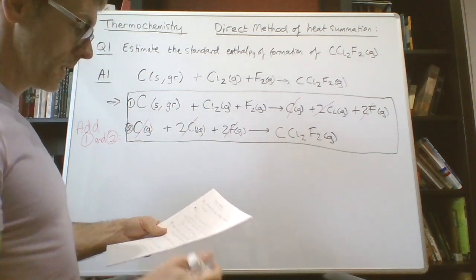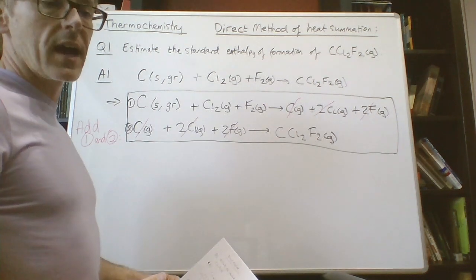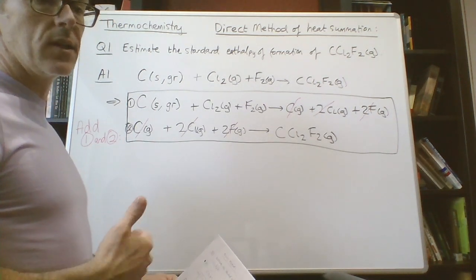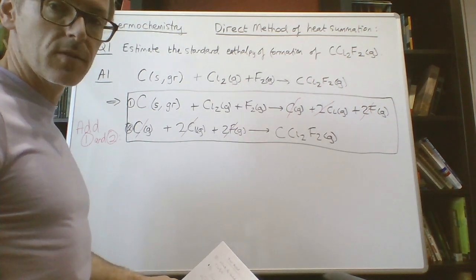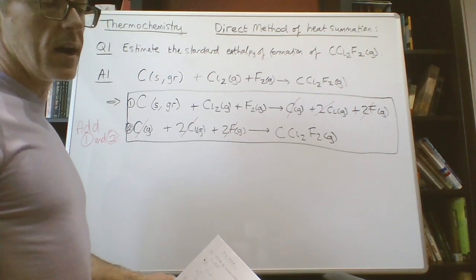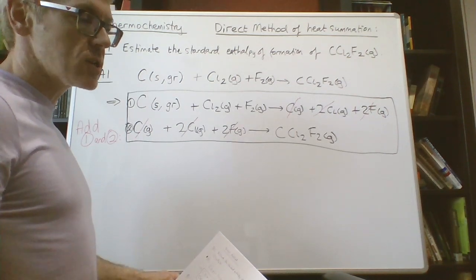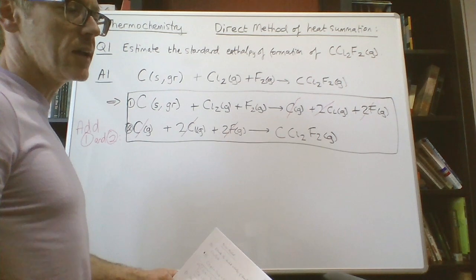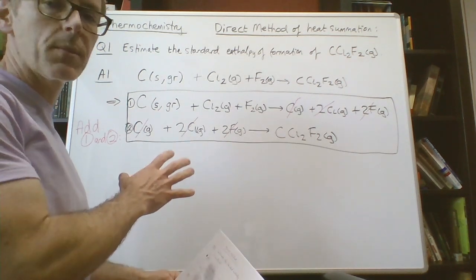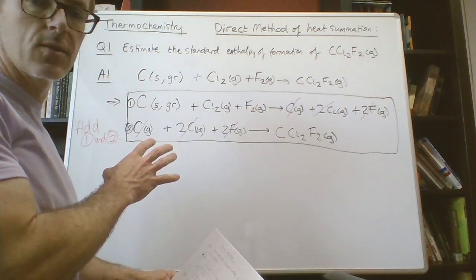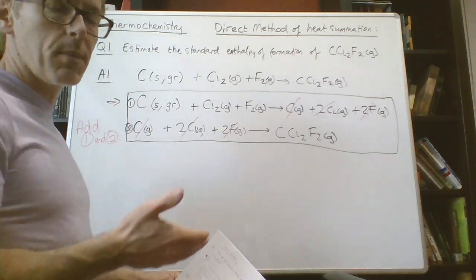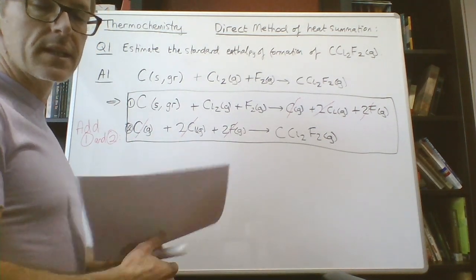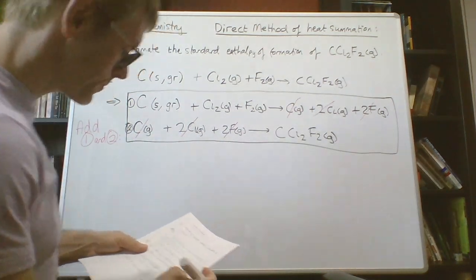Okay. Now you would have access to a table in your textbook or in an assessment of atomization enthalpies and bond enthalpies. So all the numbers I'm going to use, you would have access to. That typically is an appendix in your textbook. So let's see how we would use those numbers.